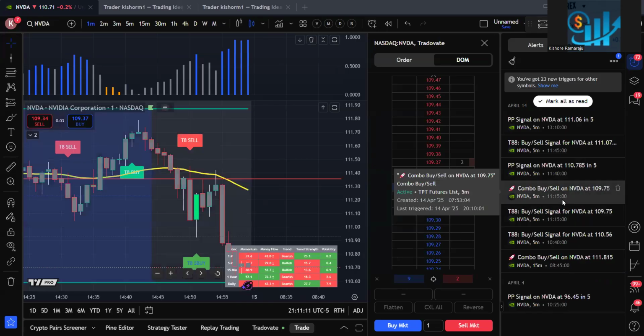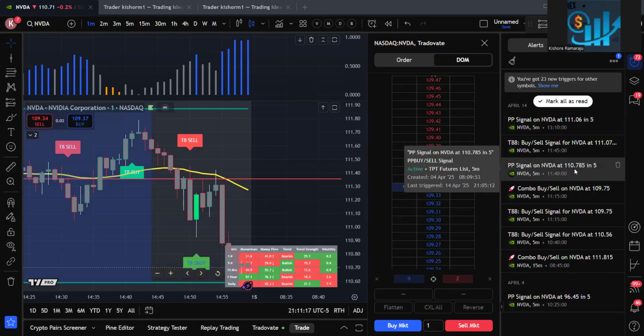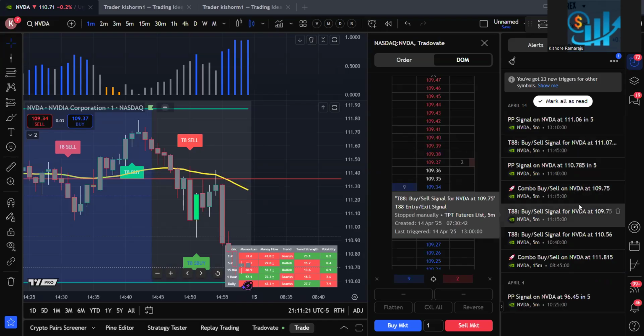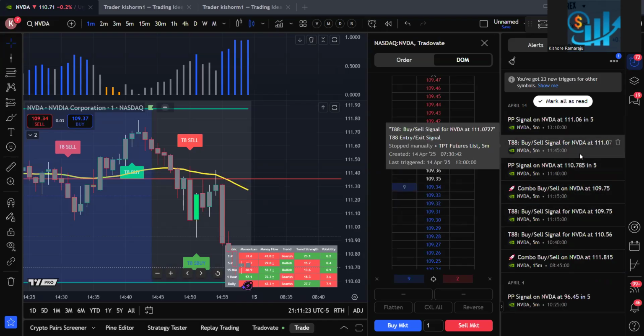Combo buy sell at 11:15. Right, it is at 109. At 11:40 it was at 110. At 11:45 it went to 111. So immediately it moved nearly 2 points.